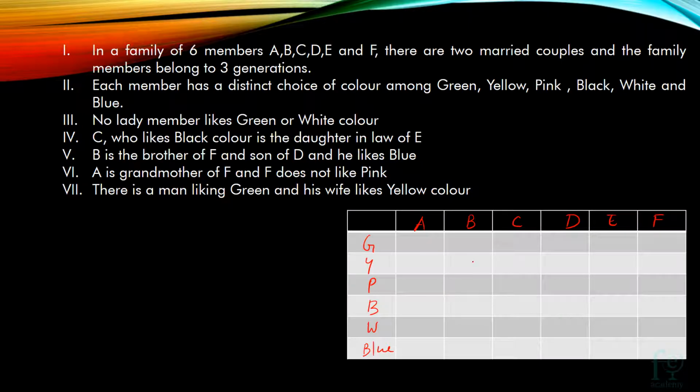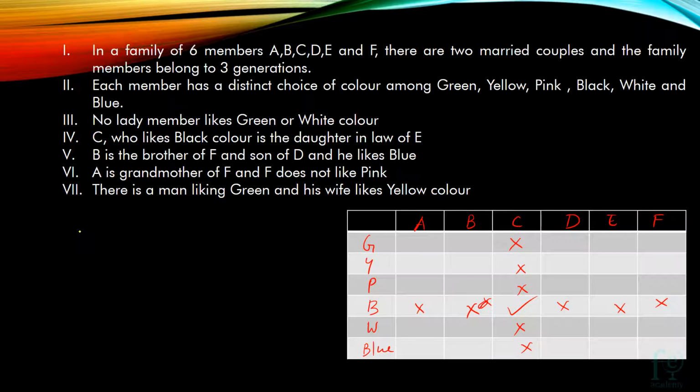Now C, who likes black color. So C likes black color. So you can complete the row and the corresponding column. That is the key here. Some columns will be left out and from that you can easily infer. And you have to draw the relationship diagram also simultaneously.